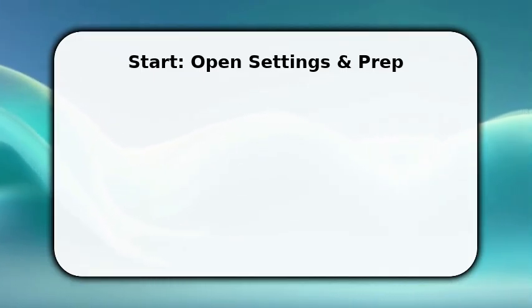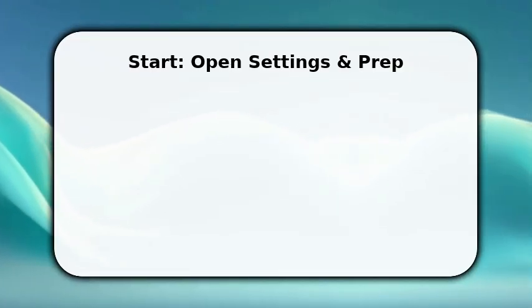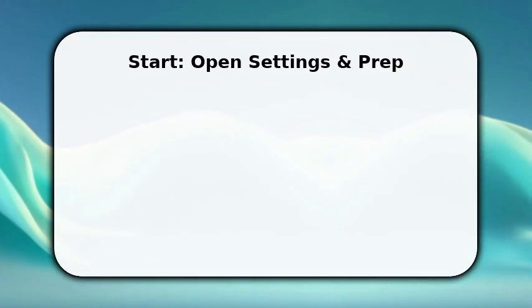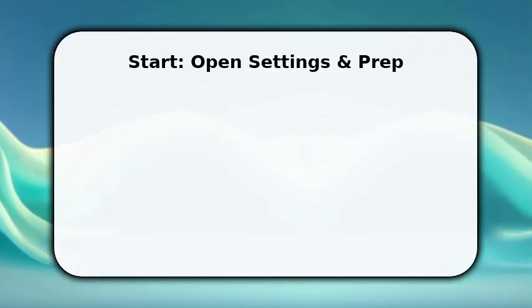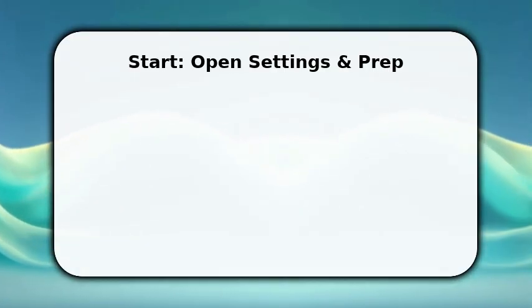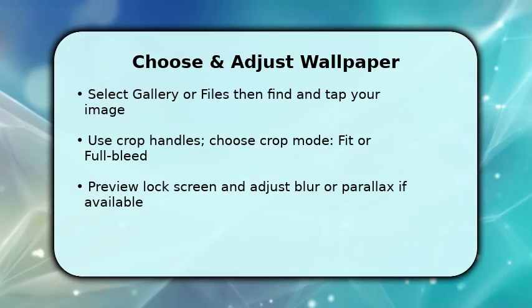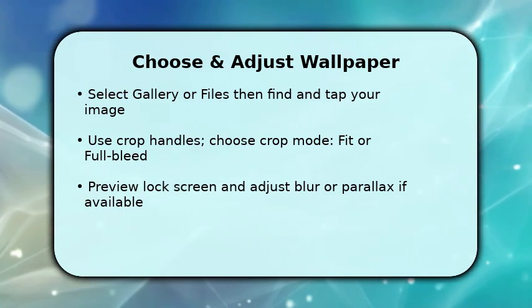If the photo is in cloud storage, download it first. This ensures the system can apply the image without waiting for sync, which reduces errors and keeps the process smooth. Now select Gallery or Files and tap the image you want. This opens the Wallpaper editor.